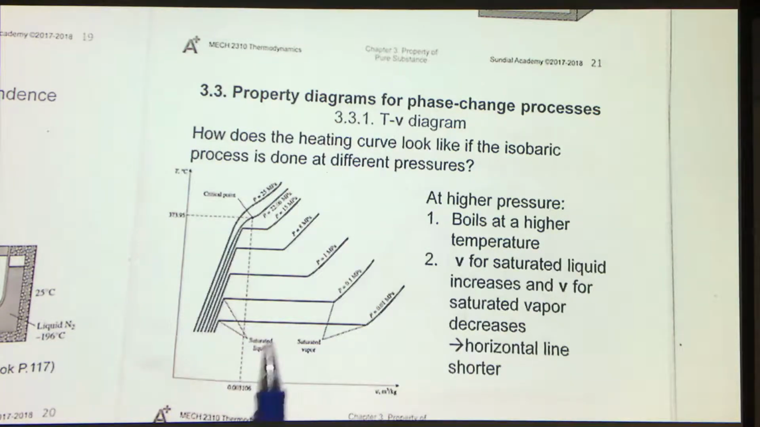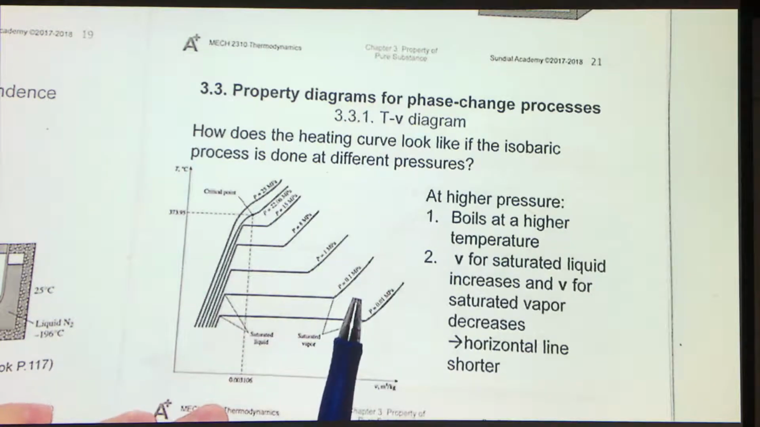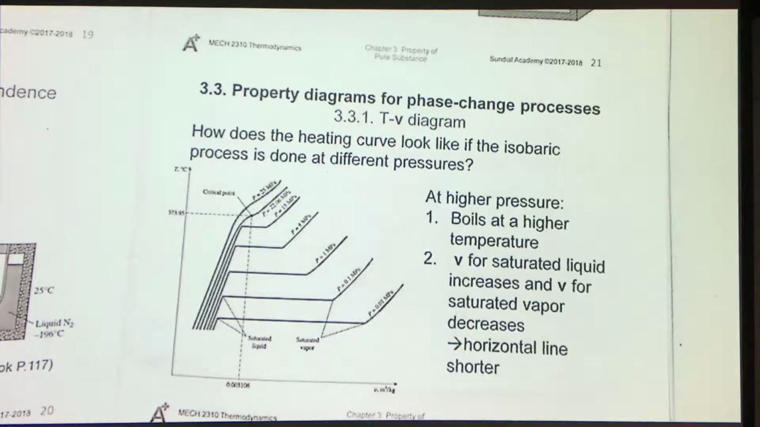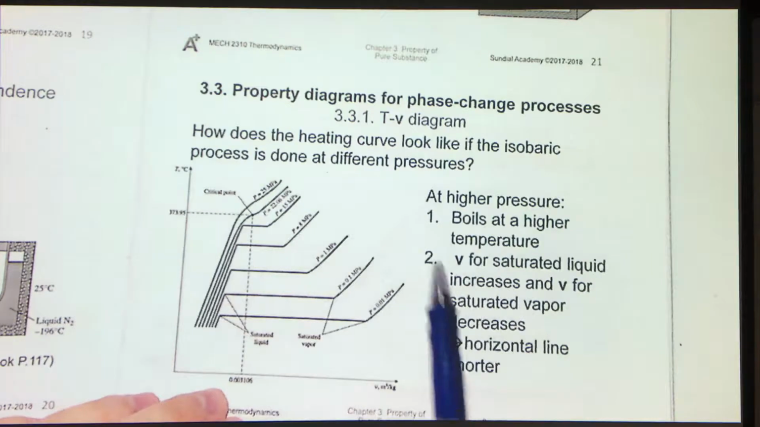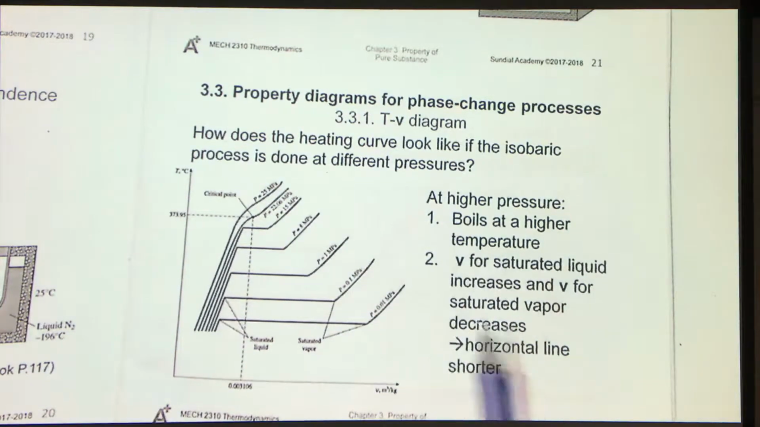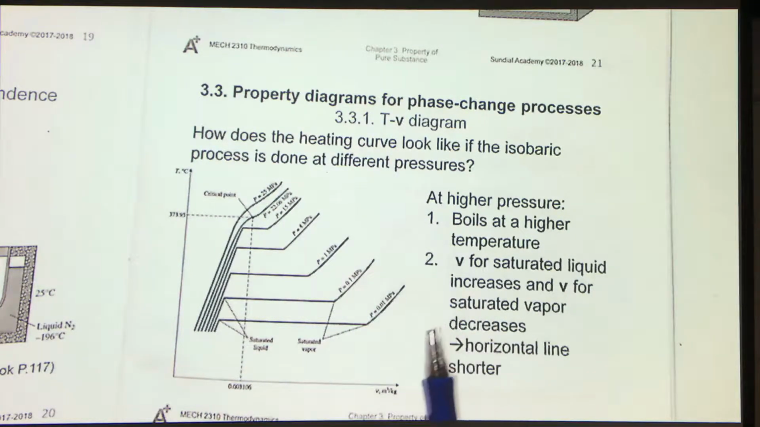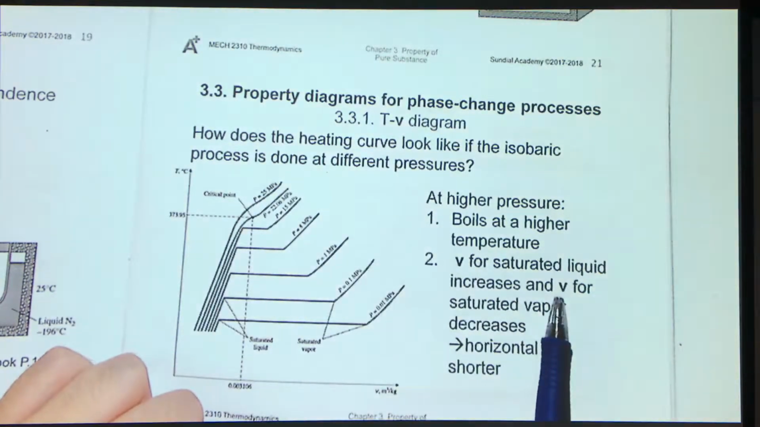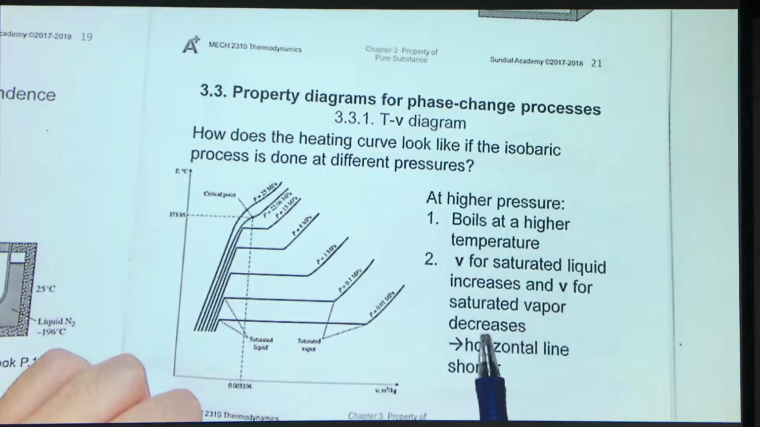This is also the diagram for water. So these values are only for water. In general, for different pure substances, those values will be different, but the trend is the same. So we can get several observations. At a higher pressure, it boils at a higher temperature. It makes sense because the saturation pressure increases with the saturation temperature. And the second one, the specific volume for saturated liquid increases and the specific volume for the saturated vapor decreases.